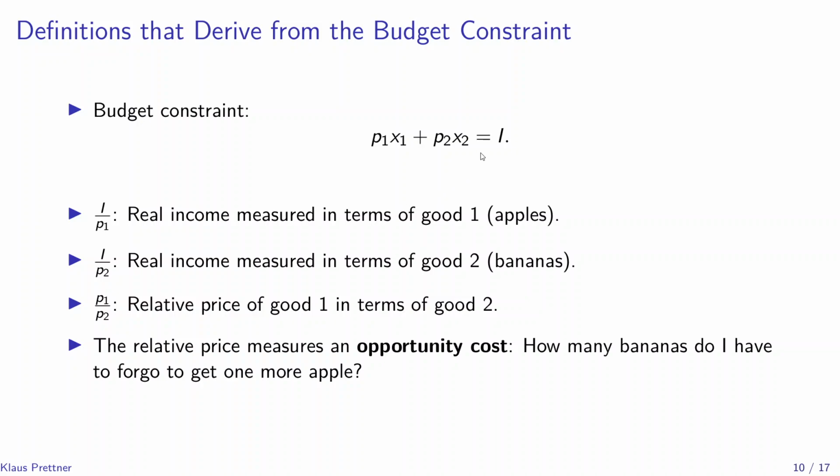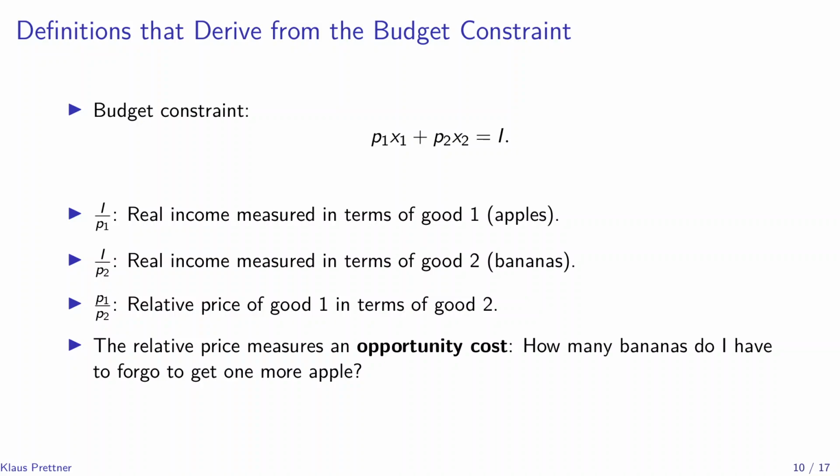I could also divide by P2 instead, then I would get on the right hand side the real income measured in terms of good 2, in this case of our example, bananas. And usually one can always normalize one price to 1, and all the n-1 other prices in the economy would then be measured relative to the good for which I have normalized the price to 1.